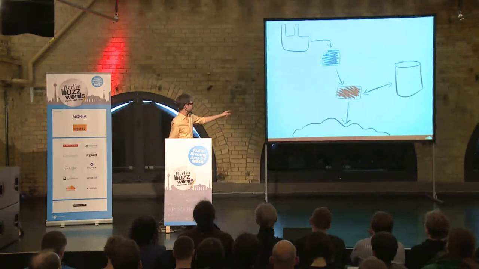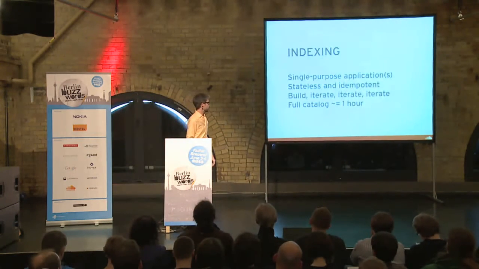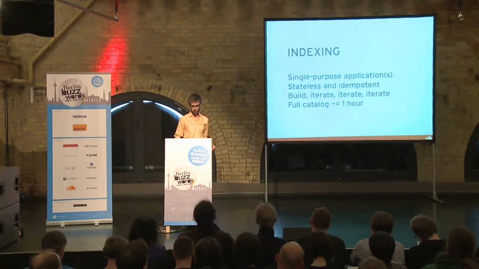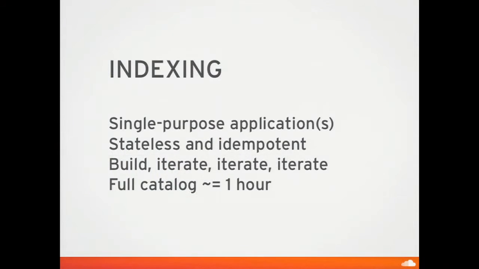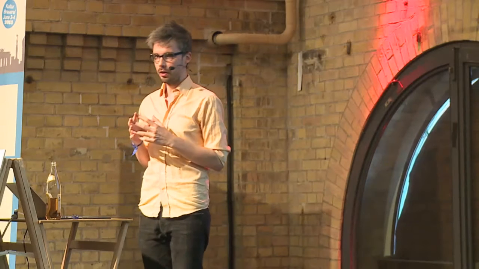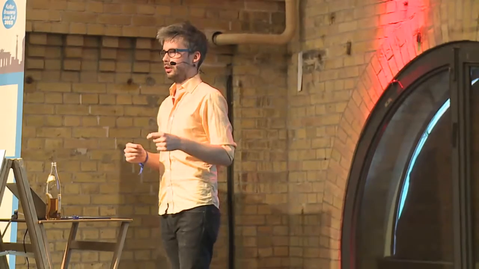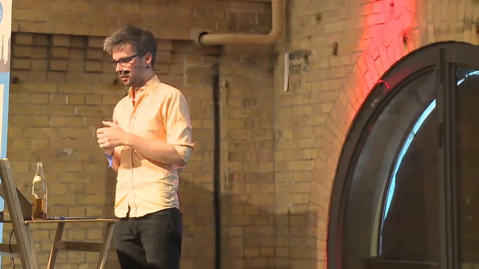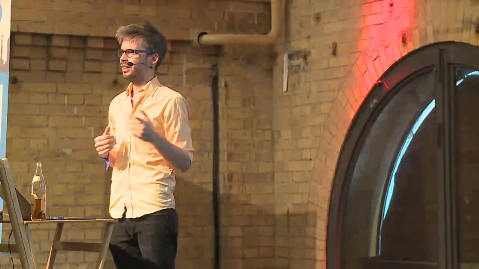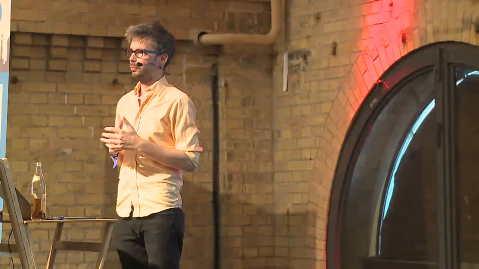So that little red box is our indexing application. It is a single-purpose application, which is stateless and idempotent. Originally, it was written in a very naive way, in the Go language, if that's relevant to anybody. And then over time, we've iterated to get it to the point where we're doing sub-microsecond per document index times. So that's the development philosophy. From that, we can do an entire catalog in about, last I checked, 45 minutes or something like this.